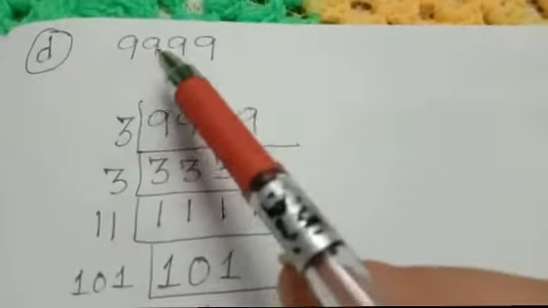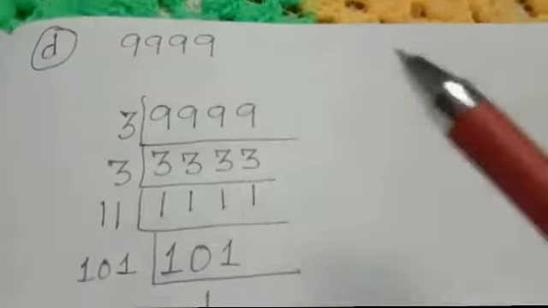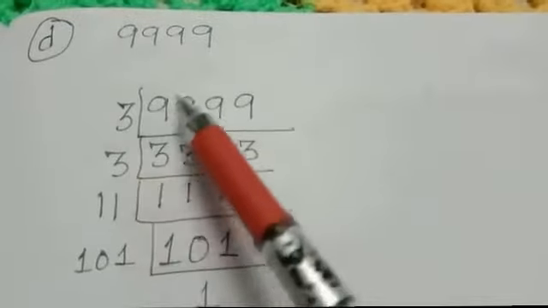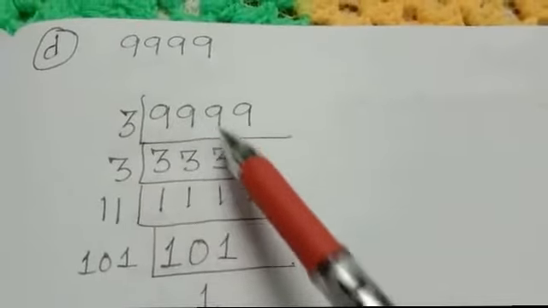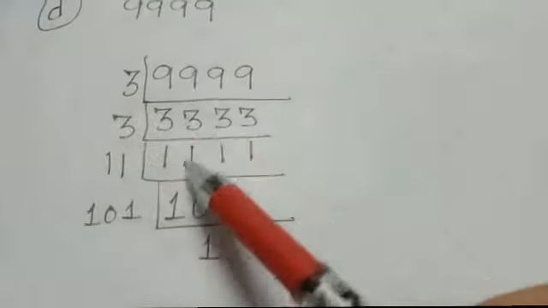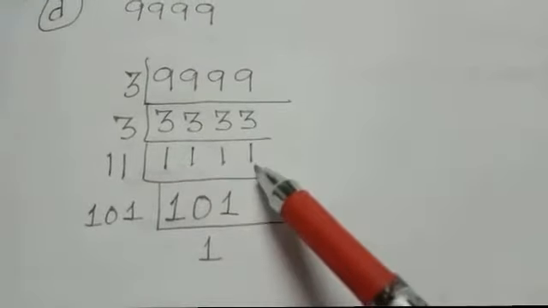Now next is question number D. 9999. It is divisible by 3. 3 3s are 9, 3 3s are 9, 3 3s are 9, 3 3s are 9. Again with 3, 3 1s are 3, 3 1s are 3, 3 1s are 3, 3 1s are 3.